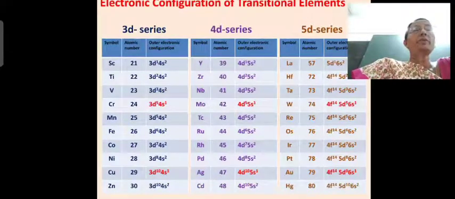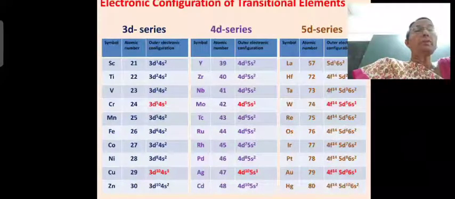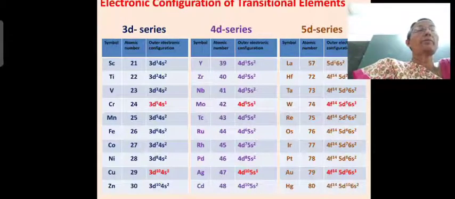4d series, which is the first element? Yttrium. Yttrium, zirconium, niobium, molybdenum, technetium, ruthenium, rhodium, palladium, silver and cadmium. Yttrium to cadmium. Yttrium is the first element, cadmium is the last element. 5d series starts with lanthanum. Lanthanum is the first element, mercury is the last element. Atomic number 57 lanthanum and 80 is mercury.